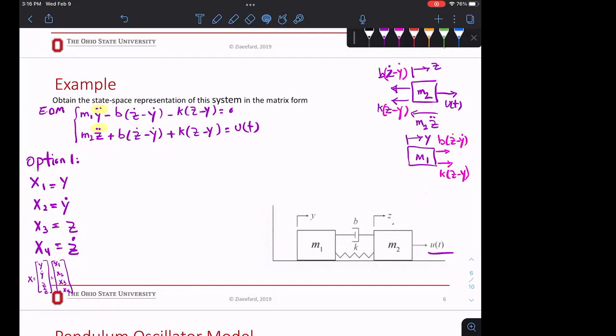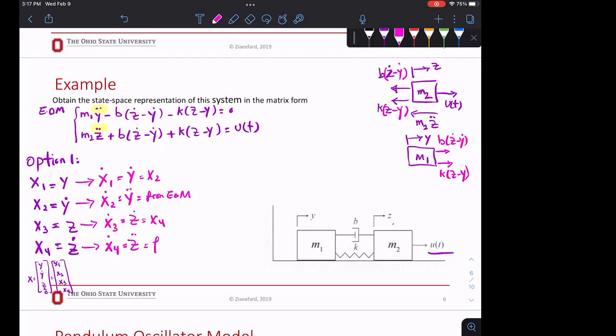All right, so this was step 2. Step 3, what was it? What would I do from here? Derivatives of those, right? x dot 1, x dot 2, x dot 3, x dot 4. x dot 1 becomes y dot, which is our x2. x dot 2 becomes y double dot, which we get from our EOM. Then x dot 3 is z dot, which is our x4. And then x dot 4 is z double dot, also from the equation of motion. Correct? And then we write the matrix form. That's the last step. Get A, B, C, D.